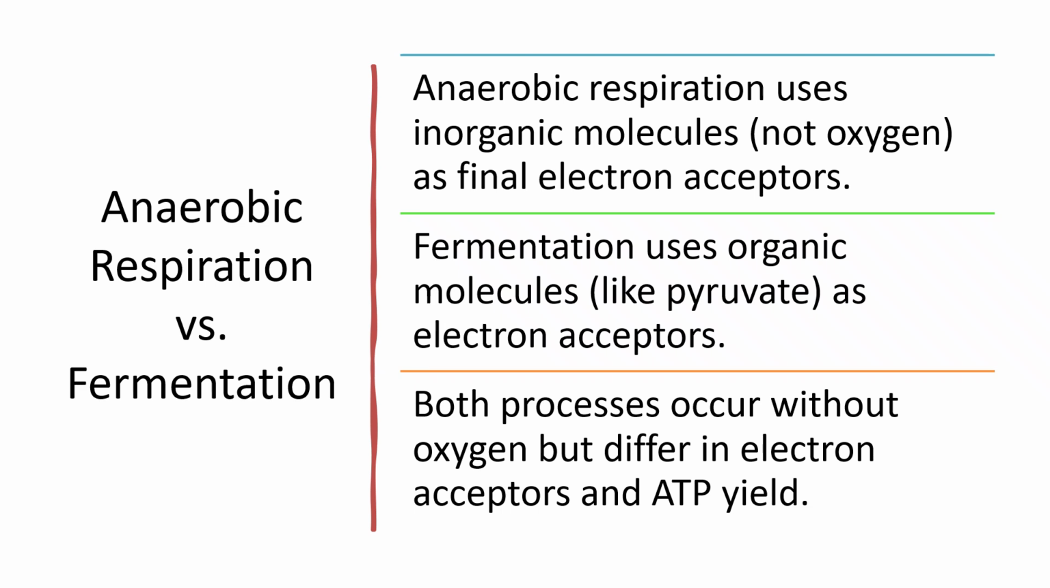Fermentation, by contrast, skips the electron transport chain entirely. It uses an organic molecule, often pyruvate or a related compound, to accept electrons from NADH. This regenerates NAD+, so glycolysis can keep running. Fermentation is simpler and produces only a small amount of ATP, but it works in environments where oxygen or other electron acceptors are unavailable.